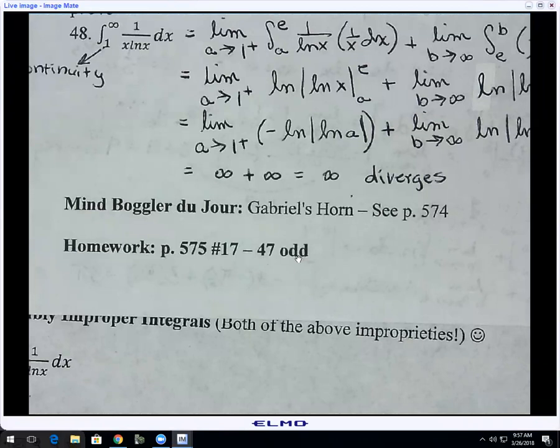Finite volume, infinite surface area. Good job. Yeah, I think it has something to do with a black hole. I don't know.